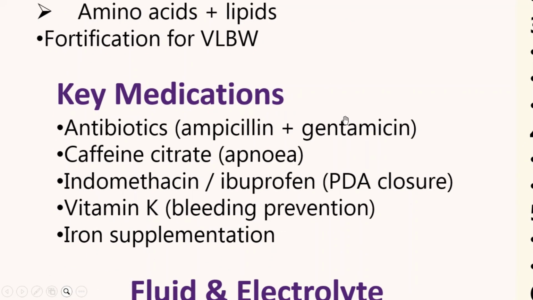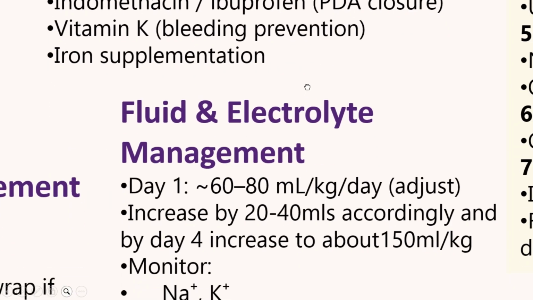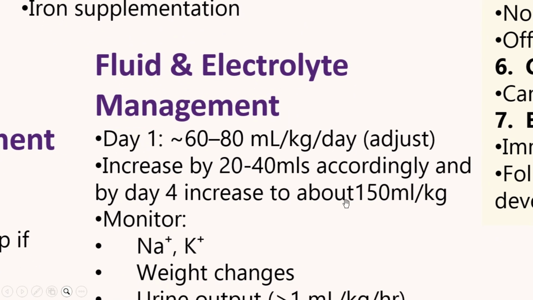Key medications that we use, we have the antibiotics like ampicillin and gentamicin. We have caffeine citrate for the apnea. We have indomethacin or ibuprofen. These are antiprostaglandins, and we know them. They are also painkillers, but they are NSAIDs. What they do is that they block the prostaglandins. When they block the prostaglandins, the patent ductus arteriosus that was being kept open by the prostaglandins is going to close. Then vitamin K is going to prevent the bleeding, and iron supplementation may actually help improve on the anemia.